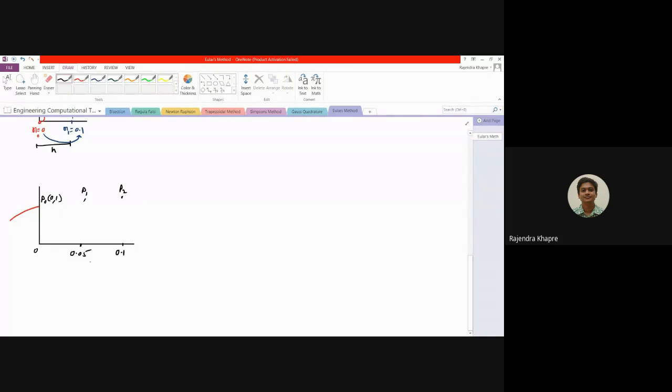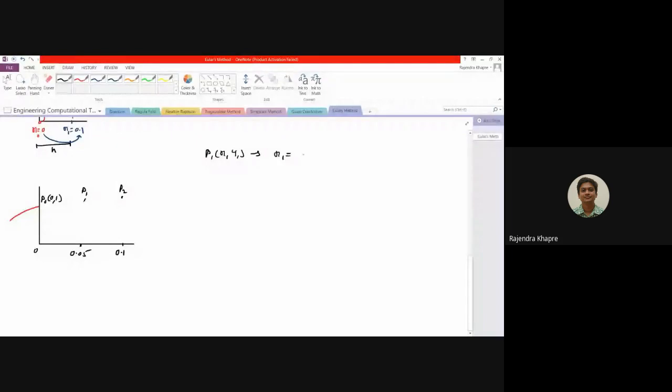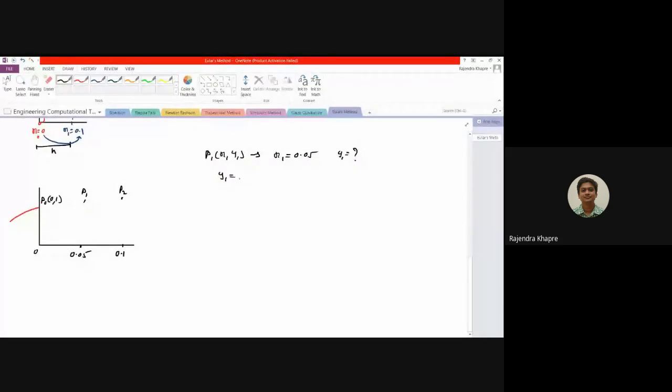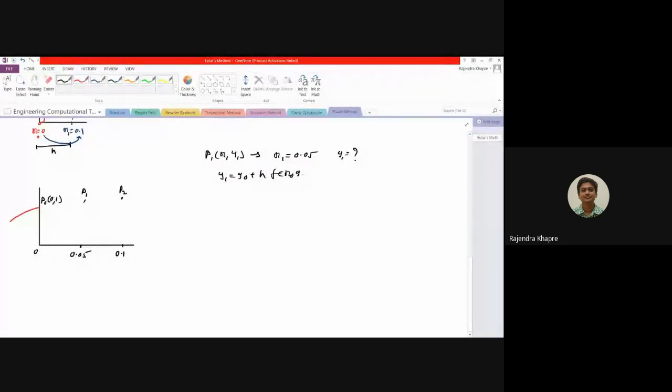First of all, we need to calculate the value of p1. p1 will have coordinates x1 and y1, out of which x1 I have already defined as 0.05. I want to know the value of y1 now. For this purpose I'll be using Euler's method, where y1 will be y0 plus h into f of x0 and y0.